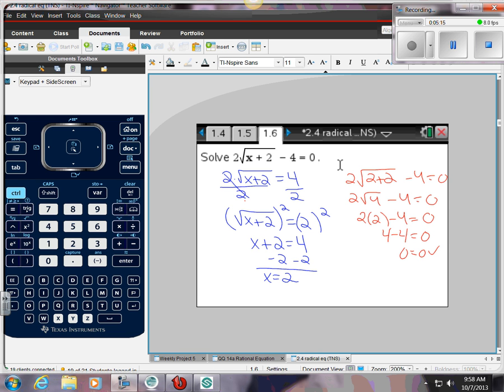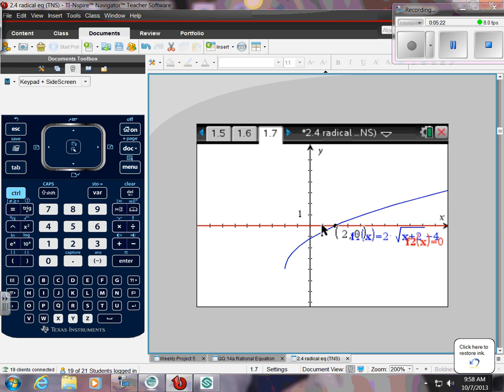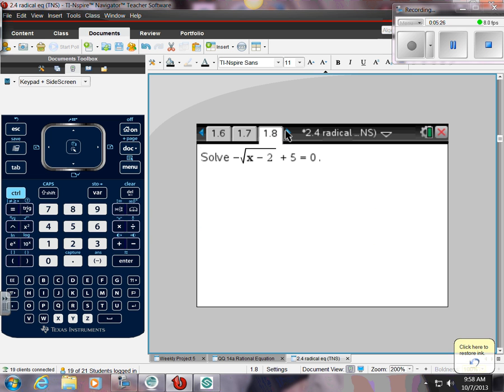Is it easier to just do store? Yeah, it is. But you have to know how to do it both ways. Okay? All right, let's try. So there it is graphically. Okay. Let's try another one. Go ahead, give it a shot.